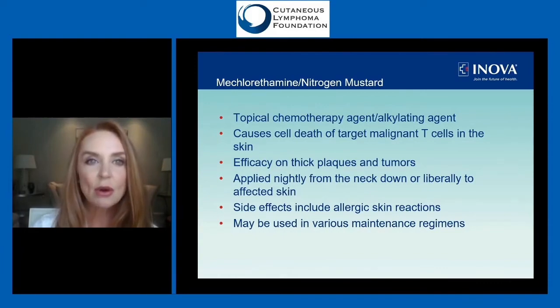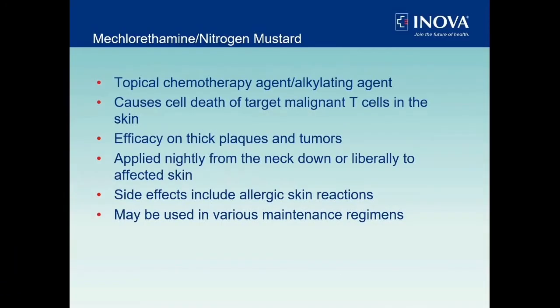Topical nitrogen mustard or mechlorethamine is another topical agent that we use with some frequency, usually as an add-on for advanced stage disease in combination with a systemic therapy. This is something that causes targeted death of the malignant T cells in the skin, and it can have efficacy not only in patches, but also plaques and even tumors. It's typically applied once daily at night, and it can be used either from the neck down to just kind of try to knock out everything, or broadly on individual lesions. And that's more of a stylistic point on the part of your provider.